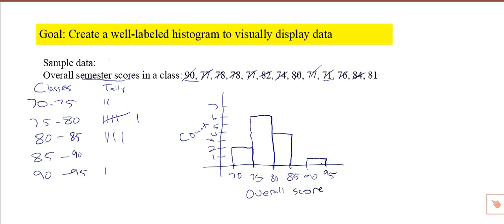So that is a histogram, allowing me to see how the scores for this class worked out. I can see how many I had in each one. Being able to visually see data is a powerful tool.